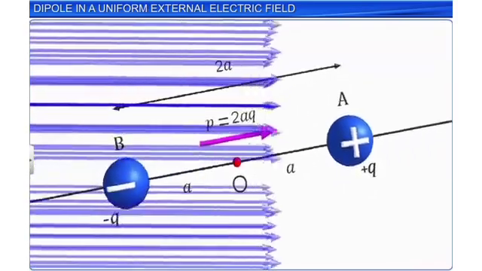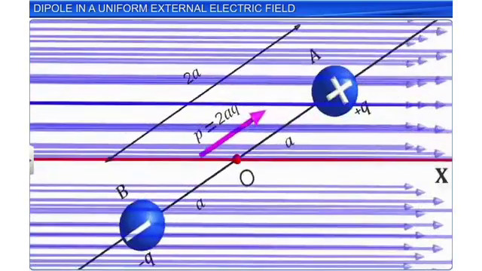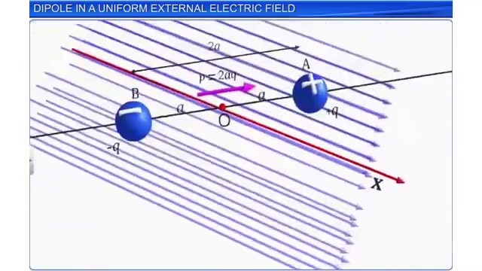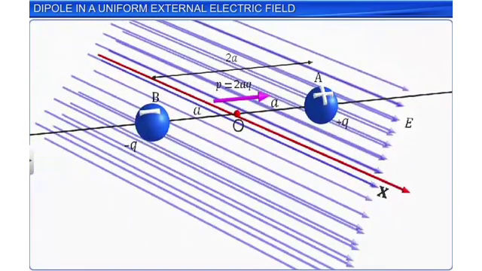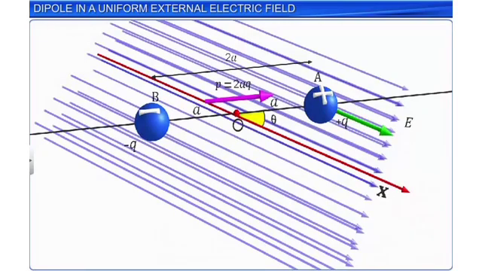Let the electric dipole be placed in a uniform external electric field of strength E, with its axis AB making an angle theta with the direction of the external electric field. Now, the charge +Q of the dipole experiences a force F equal to QE in the direction of the external electric field. And the charge -Q of the dipole experiences a force F equal to QE in the opposite direction of the external electric field.